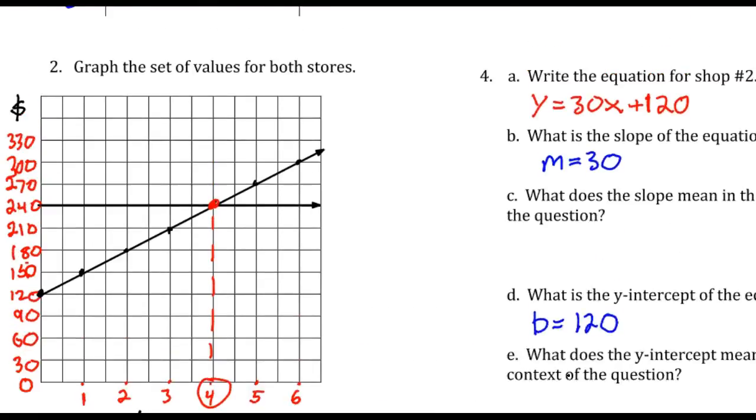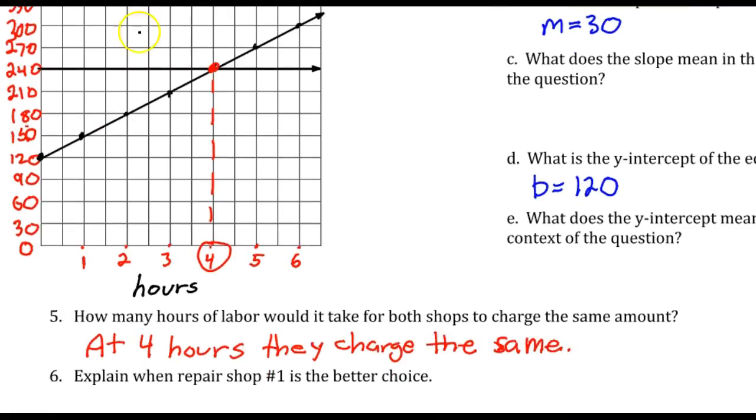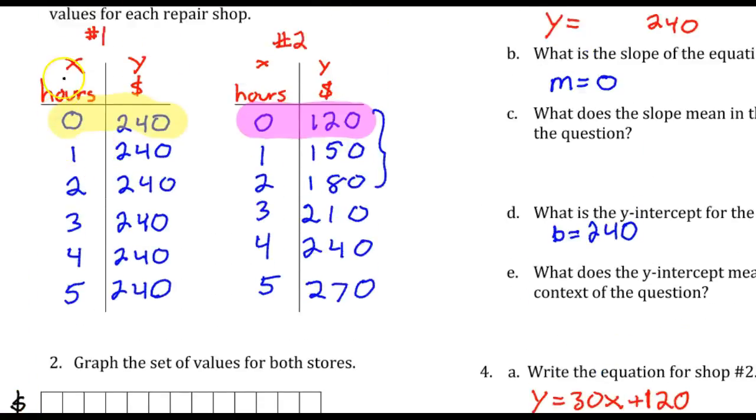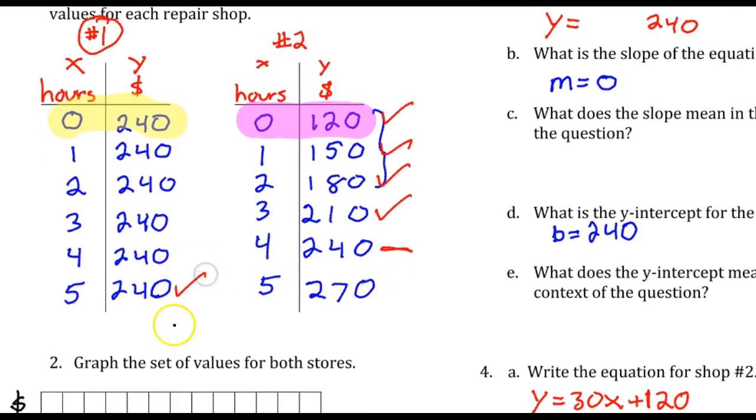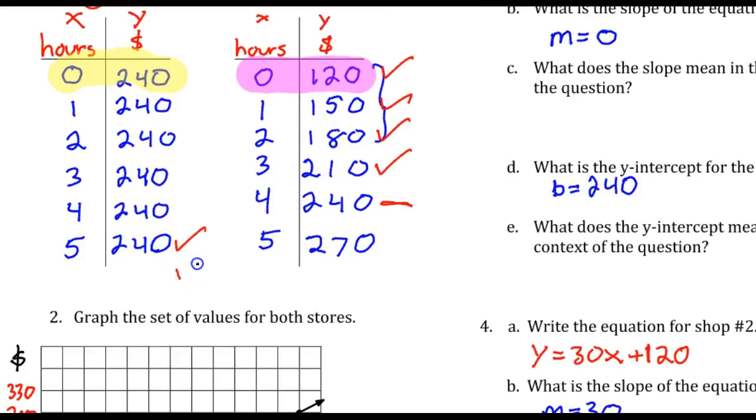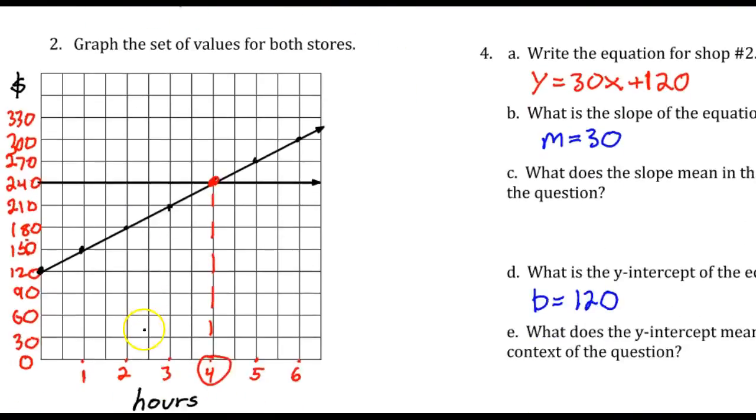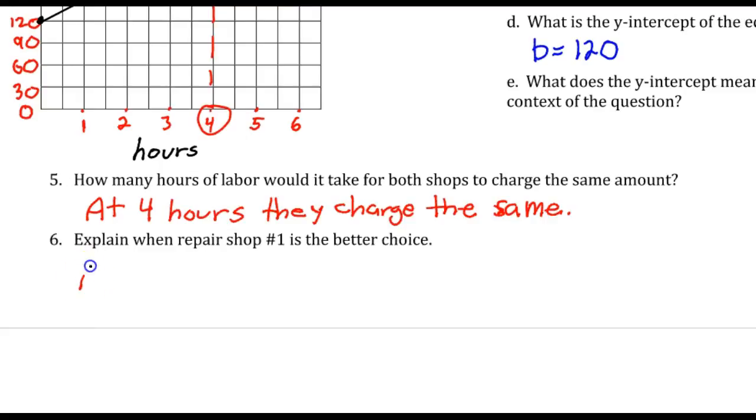Okay, so when is Repair Shop 1 a better deal? So Repair Shop 1 is right here. So this is cheaper, this is cheaper, this is cheaper, this is cheaper. Here is where their cost is the same, but then after 4 hours, that's when 240 is cheaper than 270. So Repair Shop 1 is cheaper after 4 hours. So any big, difficult job that takes a long time.